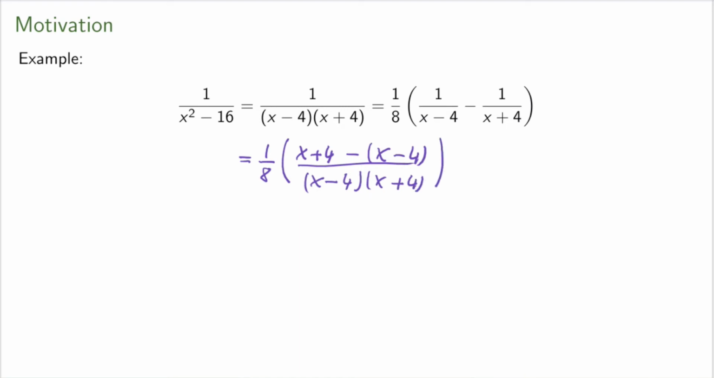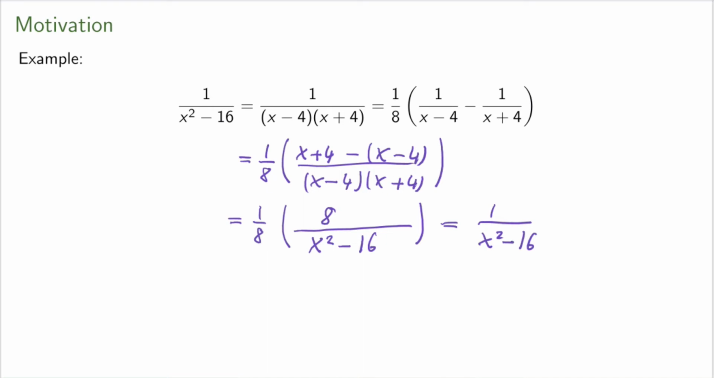Okay, and then we keep the 8th, and on top we have x minus x, which cancels, and we have 4 plus 4, which gives an 8. And in the bottom we have a quadratic formula, so we get x squared minus 16. And then the 8 cancels, and indeed we have 1 divided by x squared minus 16. As I say, I want to use it for integration, so let's see how we can use it for integration.